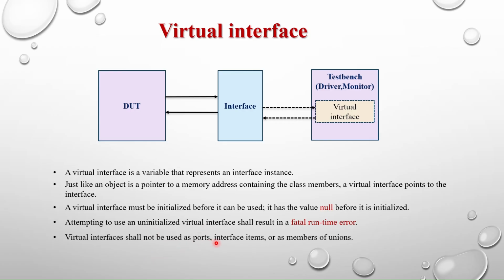Virtual interfaces shall not be used as ports, interface items, or as members of unions. That means we cannot use a virtual interface as a port in the port list, we cannot use it as an item inside the interface, and we cannot use it as a member of unions. This virtual interface is just a pointer to an interface. It just points to a static interface. In order to access it in the class based testbench, in order to use it in classes, we have to use the virtual keyword. Without virtual, you cannot use the interface inside the class.